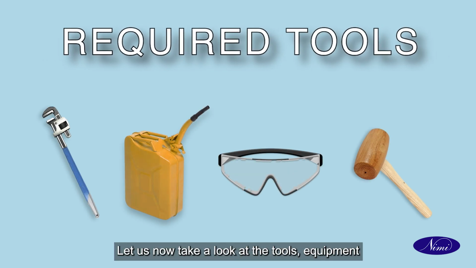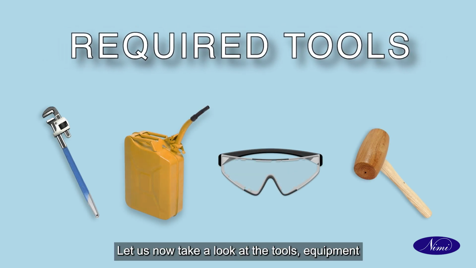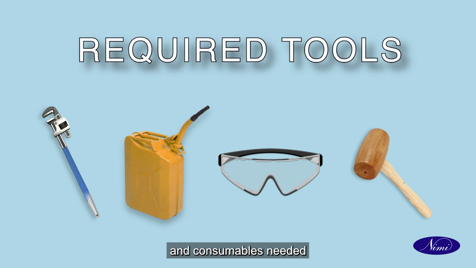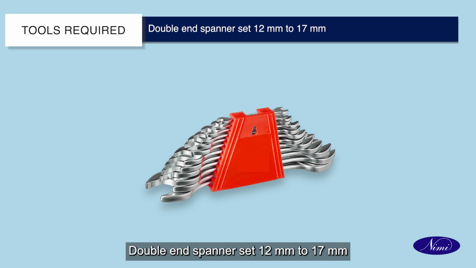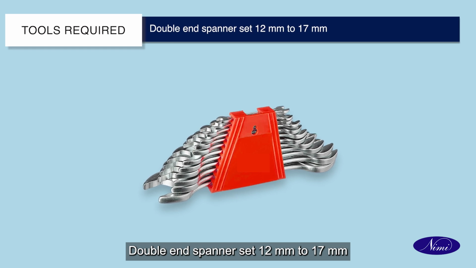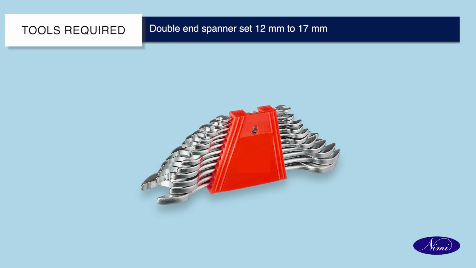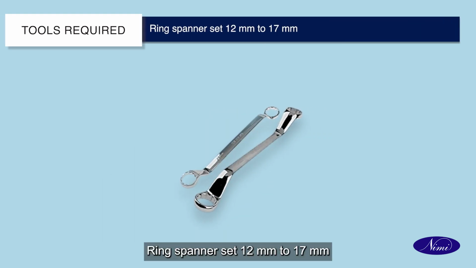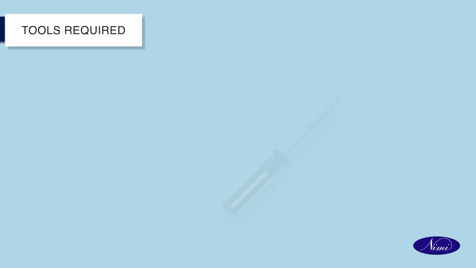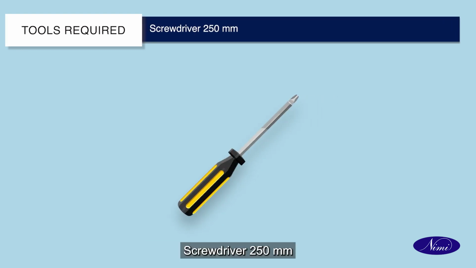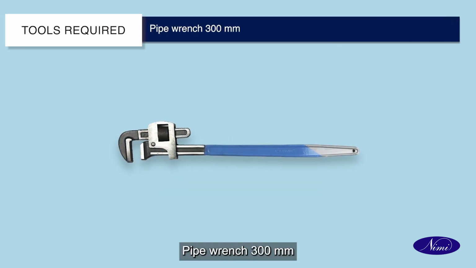Let us now take a look at the tools, equipments and consumables needed for check and test lubrication systems. Double-end spanner set 12 mm to 17 mm. Ring spanner set 12 mm to 17 mm. Screwdriver 250 mm. Pipe wrench 300 mm. Wooden mallet.